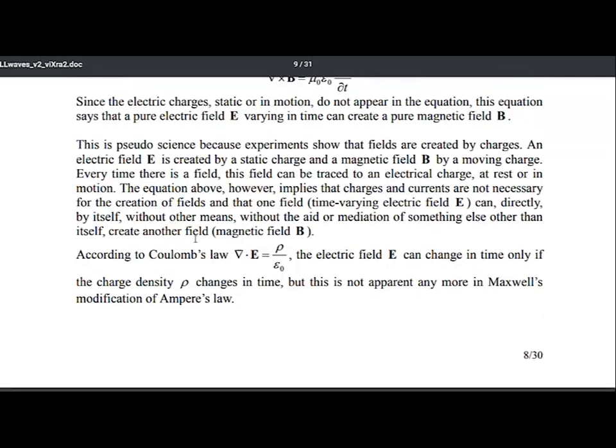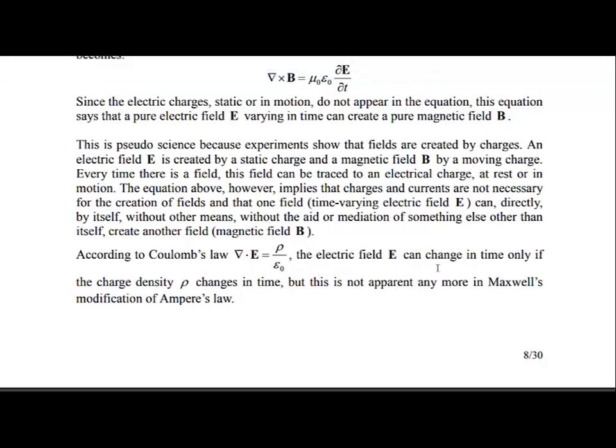So according to Gauss's law, according to the law of electrostatics, the electric field can change in time if and only if the charge density changes in time. But this is not apparent anymore in Maxwell's modification of Ampere's law.